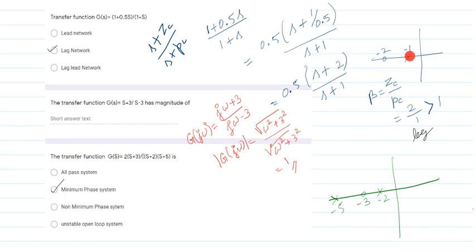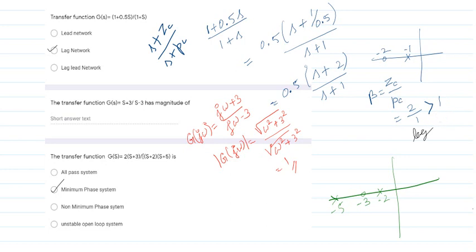So pole is very close to the imaginary axis. So it is definitely a lag compensator. If it were a lead compensator, zero will be here, pole will be here, right? Since pole is very close to the imaginary axis when compared with the zero, it is a lag compensator. Another way of finding out is to find the ratio between zero and the pole. So zero is minus 2, pole is minus 1. So the ratio is 2 by 1. It is greater than 1. If the ratio is greater than 1, it is a lag compensator.